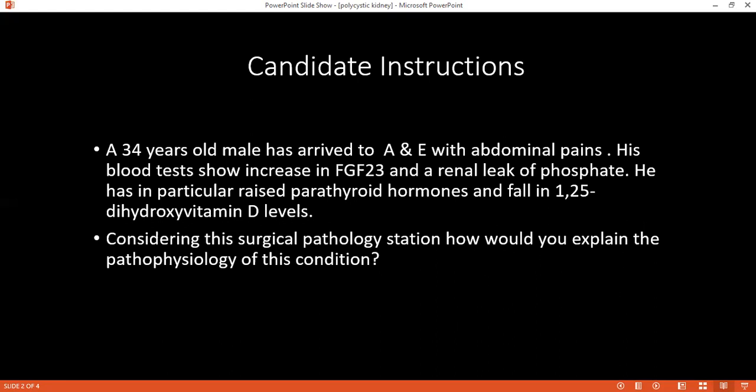If you have read and understood, kindly tell me, considering it's a surgical pathology station, how would you explain the pathophysiology of this condition? Okay, ma'am. Regarding the case scenario, the patient has adult polycystic kidney disease.